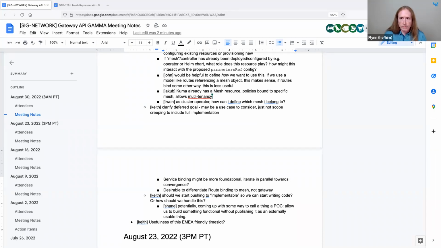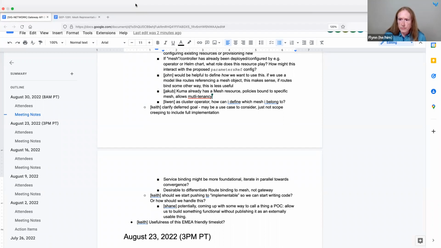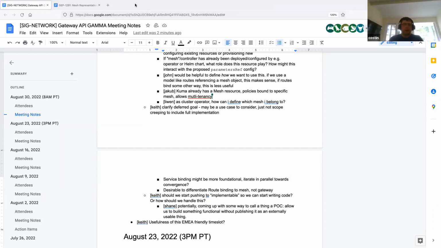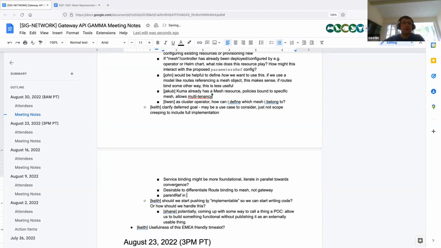Sounds like it to me. I'm behind on chat. Is there anything in chat that is worth bringing up at this point? I think we're starting to discuss how you attach an HTTP route to the mesh. I think that was the reason why the mesh was introduced, so the parent ref in HTTP routes should refer to something other than gateway in order to be bound to the mesh. Do we need to introduce this mesh object just to have something to put in parent ref? Can we put some magic value? Can we put the service itself? Can we leave it blank?